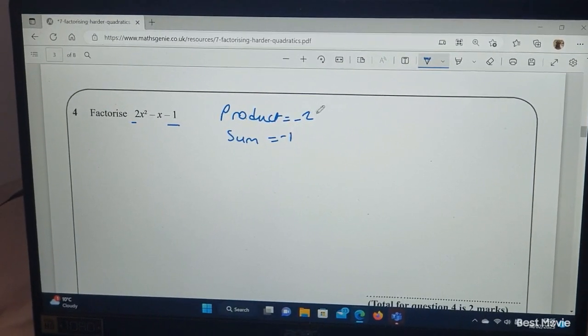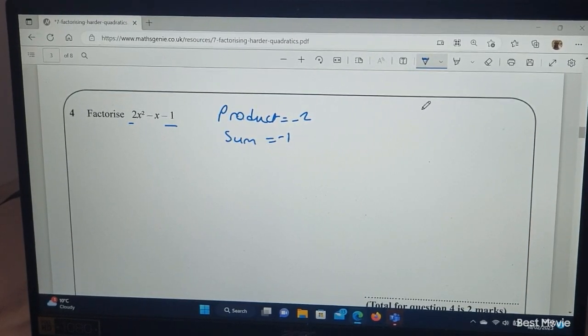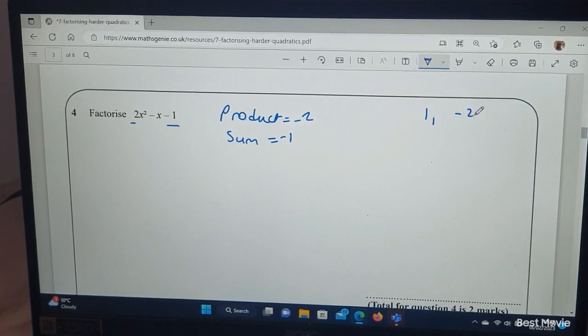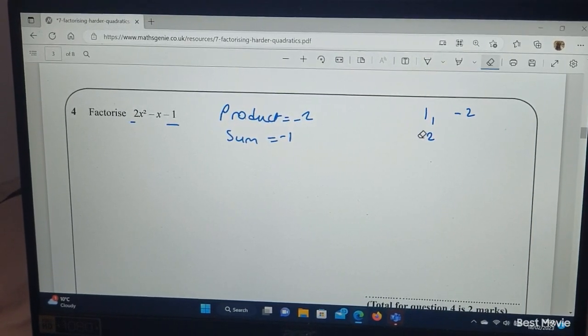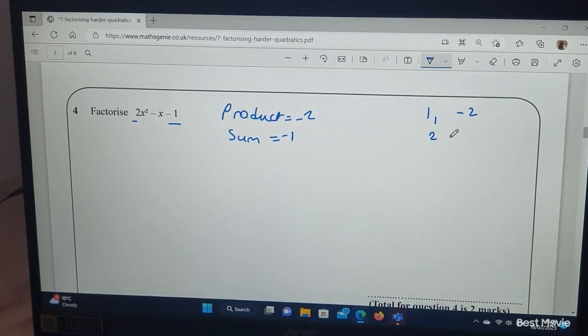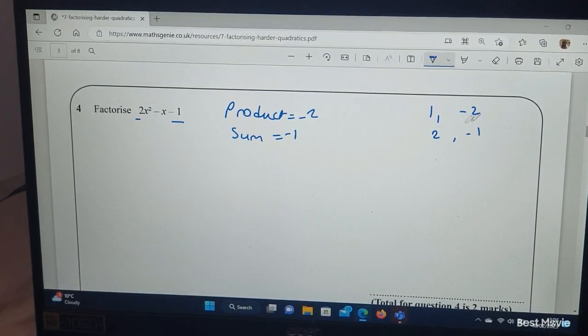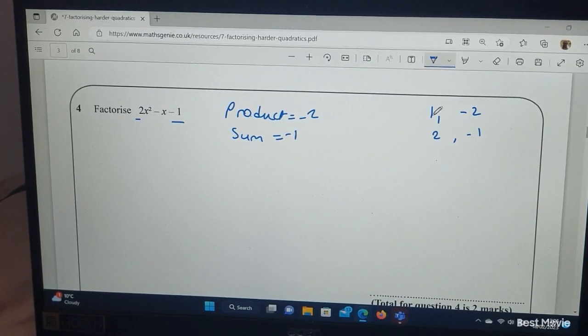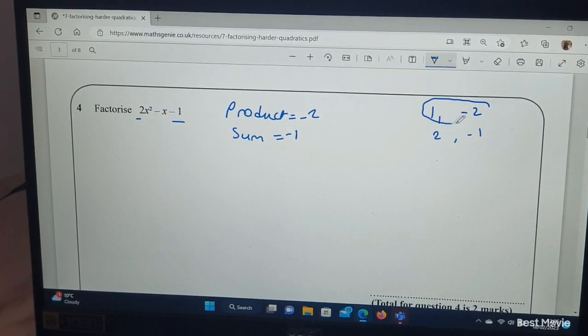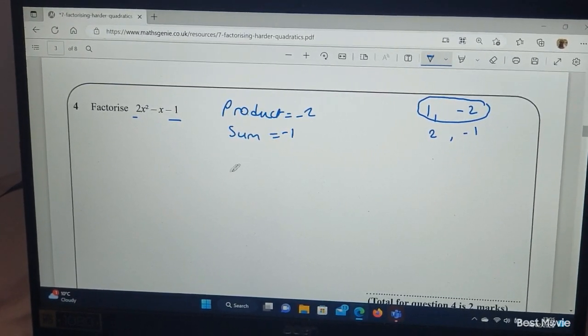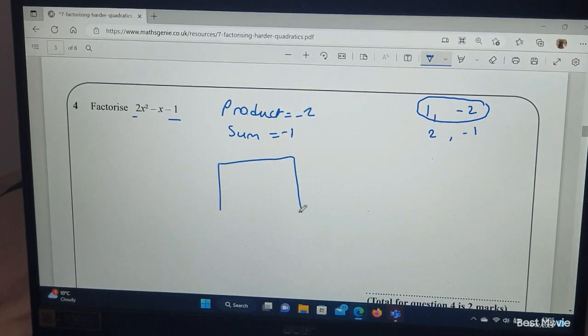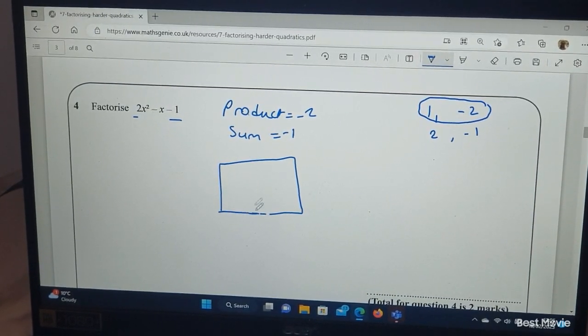So I need to generate two numbers that multiply to get minus 2, and the same two numbers, when I add them together, will get me to minus 1. So 1 take away 2 will get me to minus 1. So this is the one that I want. So you draw the grid.